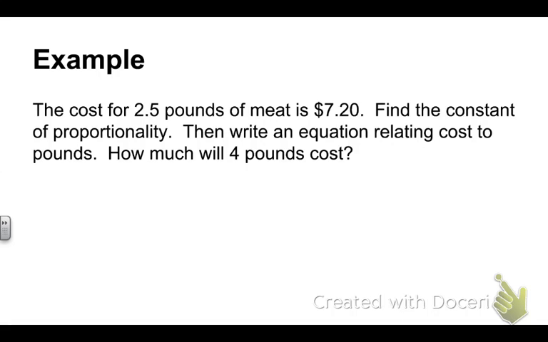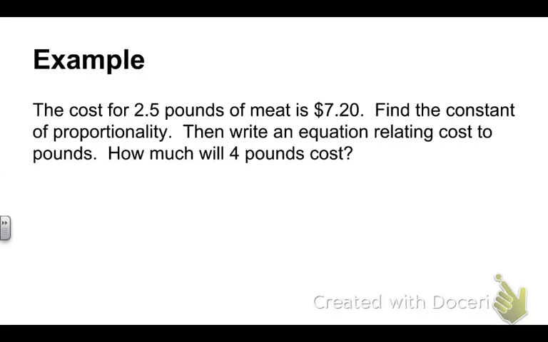So, for example, the cost for 2.5 pounds of meat is $7.20. Find the constant of proportionality. Alright, we're going into our simplest terms. We're basically finding the unit rate. Then write an equation relating cost to pounds and how much would 4 pounds cost. Alright, so we can do this. Ready? Very first thing I want to do is find the constant of proportionality.